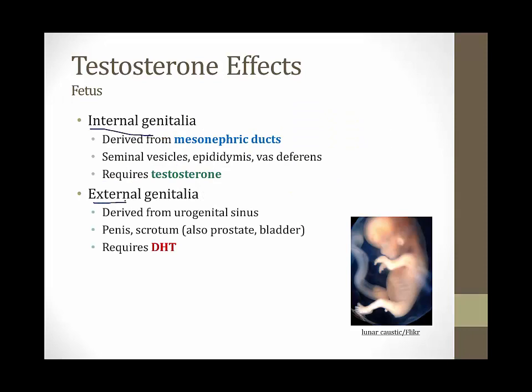The internal genitalia are things like the seminal vesicles, the epididymis, the vas deferens, and all of these are derived from an embryonic structure called the mesonephric ducts, and all of these depend on testosterone for normal development.